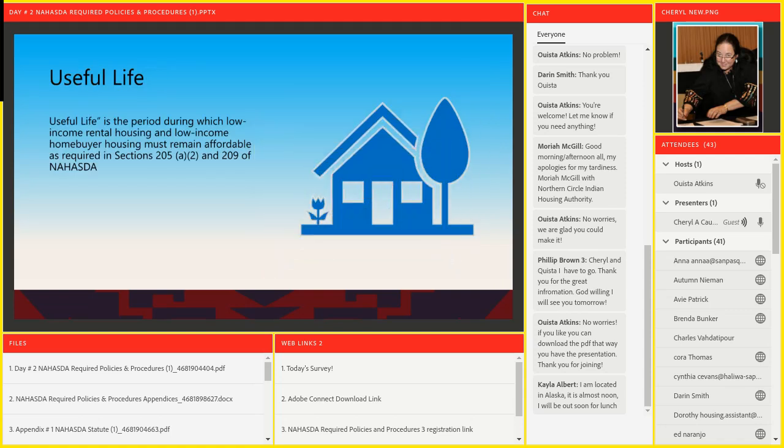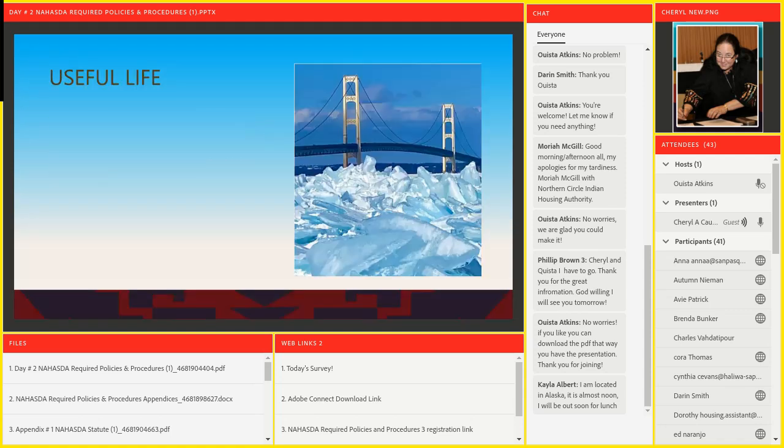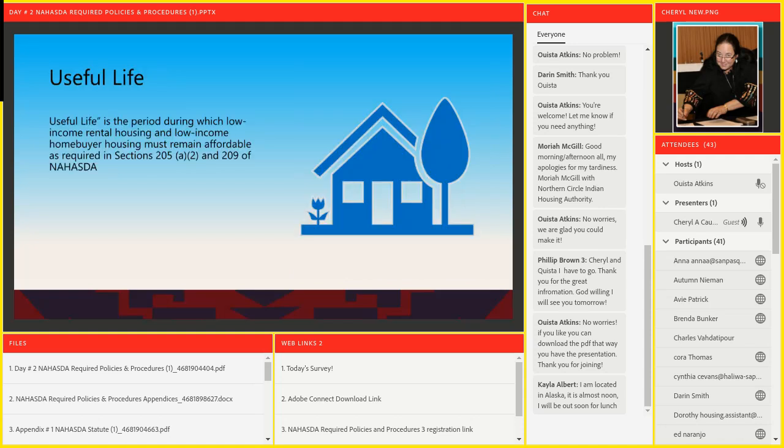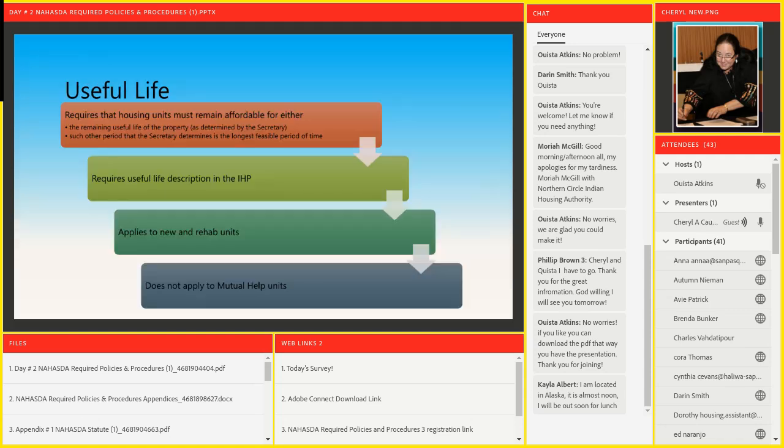And useful life. Almost done, guys. Useful life is the period of time during which a low-income rental housing or your home buyer housing has to remain affordable as required under Section 205, A2, and 209 of NAHASDA. The useful life requirement requires that housing units have to remain affordable for either the remaining useful life of the property, which is determined by your secretary by the approval of your Indian housing plan, or such other period that the secretary determines as the longest feasible amount of time.